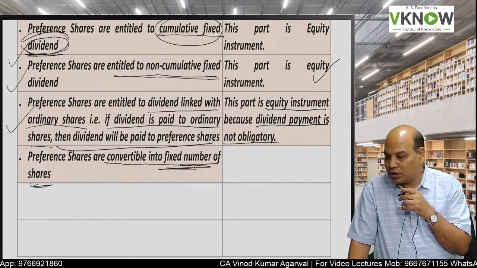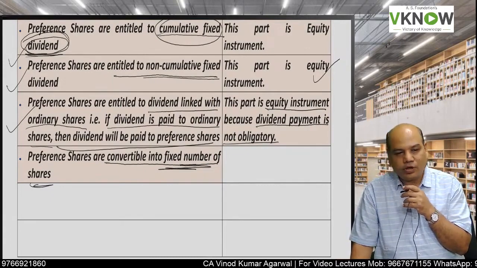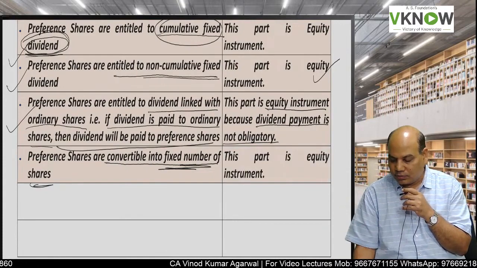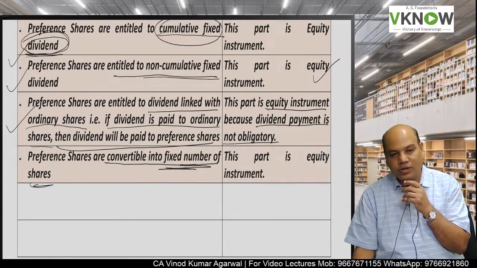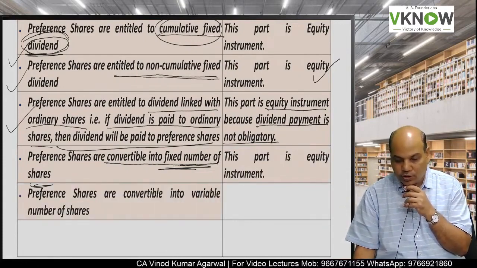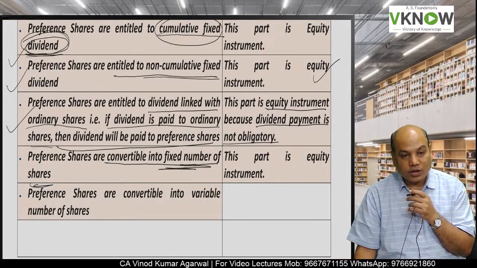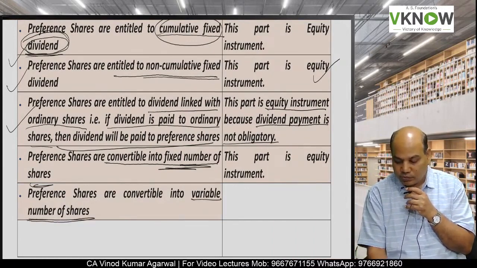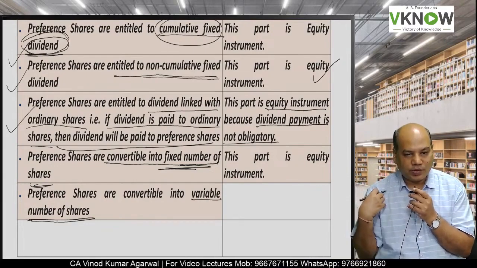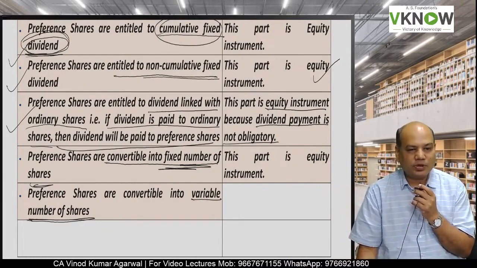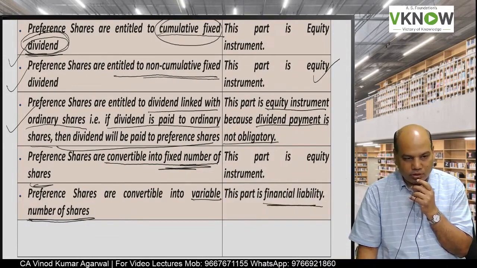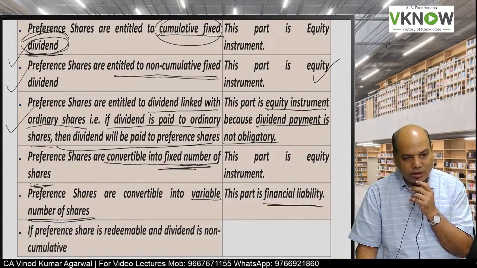Next question. Preference shares are convertible into a fixed number of shares. If preference shares are convertible into a fixed number of shares, that means fixed cash against a fixed number of shares, then that part is treated as equity instrument. If preference shares are convertible into a variable number of equity shares, so here fixed cash was received, but a variable number of shares will be issued, so then that part is called financial liability.